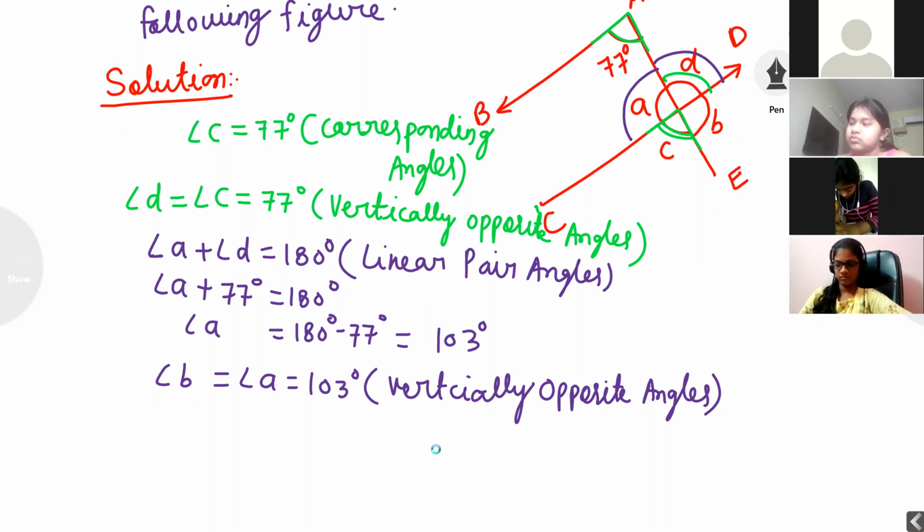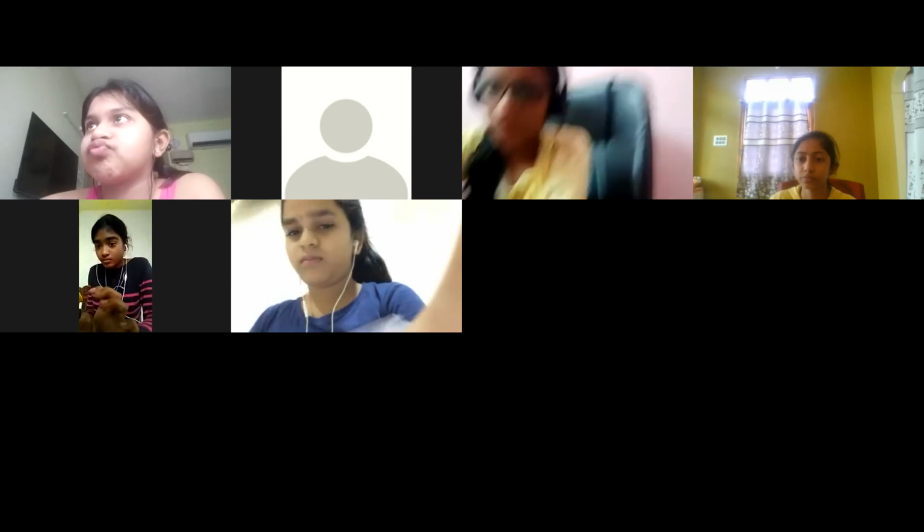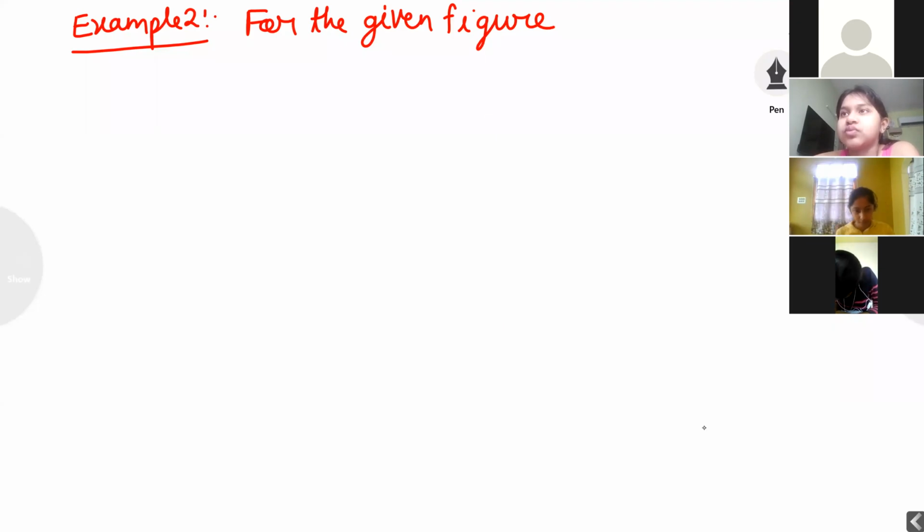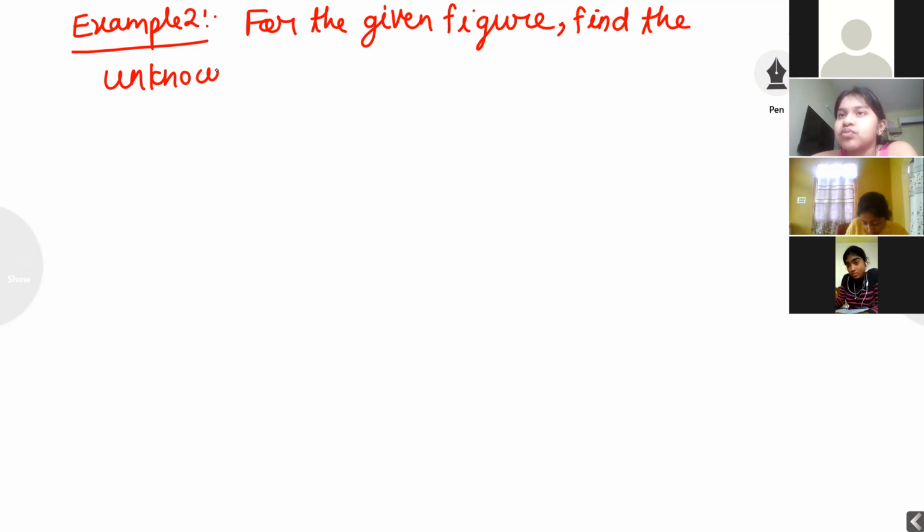Example 2. For the given figure, find the unknown angles.